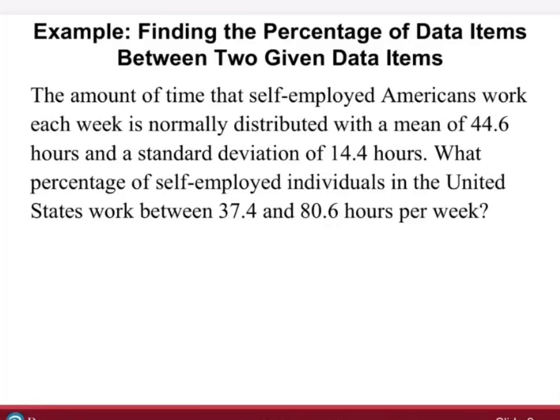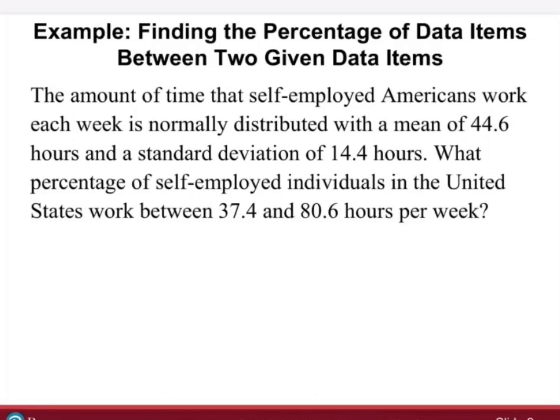So in this example, it says the amount of time that self-employed Americans work each week is normally distributed with an average of 44.6 hours and a standard deviation of 14.4 hours. What percentage of self-employed individuals in the United States work between 37.4 and 80.6 hours? So we need to convert these to z-scores and then use table 12.16 to find the percentages. Then we're going to say the lesser percentage subtracted from the larger percentage, right?